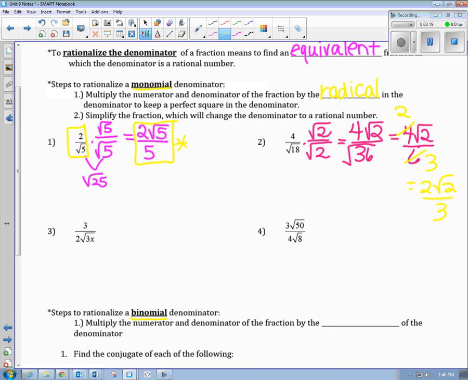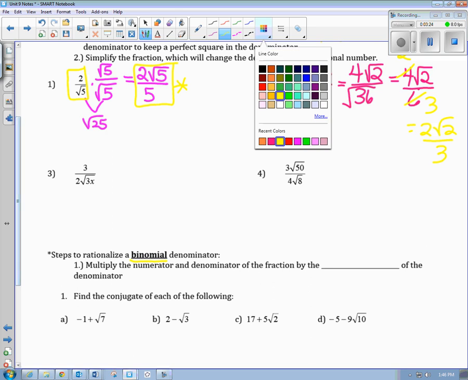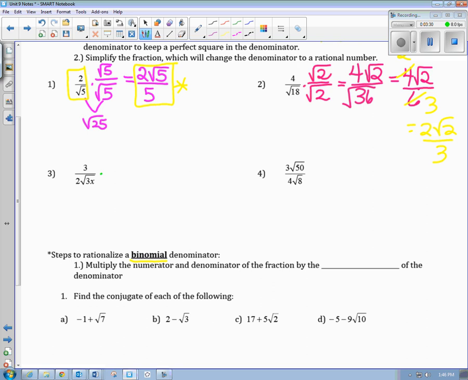In question number 3, I have a radical 3x as the radical that's in the denominator, and we know that that's illegal to have a radical there. The 2 that's there is totally fine though, so I'm not concerned with the fact that the 2's there, but I don't want that radical 3x there, so I'm going to multiply both top and bottom by radical 3x.